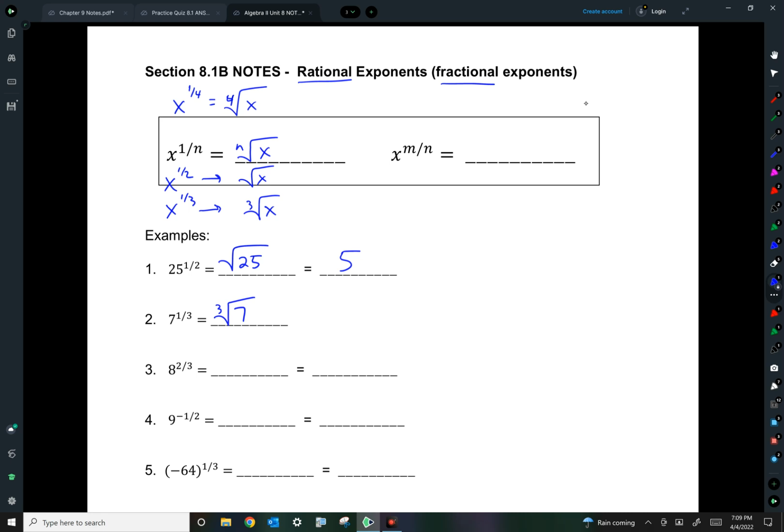All right. Well, what if the numerator is not just a 1, right? The first example is if it's like 1 over 2, 1 over 3, 1 over 4. But what if it's a fraction like 2 over 3? Maybe it's x to the 2 over 3. Maybe it's x to the 3 over 4. Maybe it's x to the 5 over 2. Any fraction, okay? Well, the denominator is still the root, so this is still the nth root, and then the numerator stays as an exponent, so the nth root of x to the m. It looks strange, so let me show you.